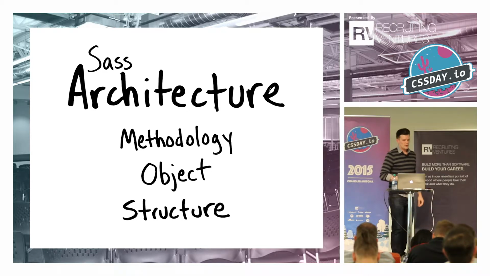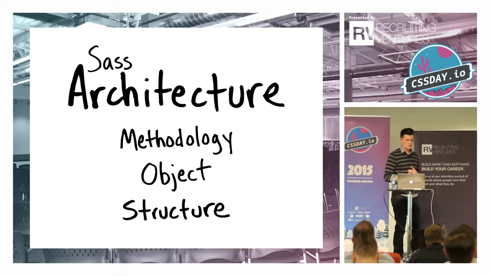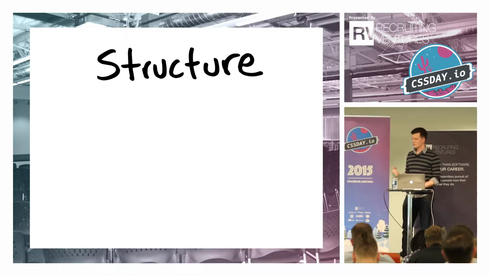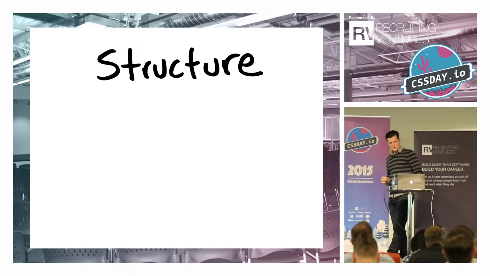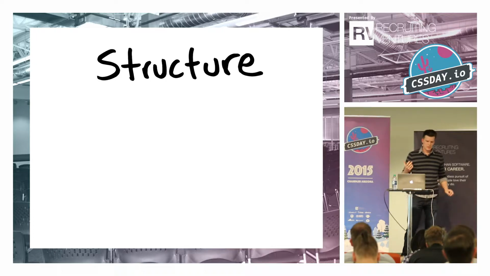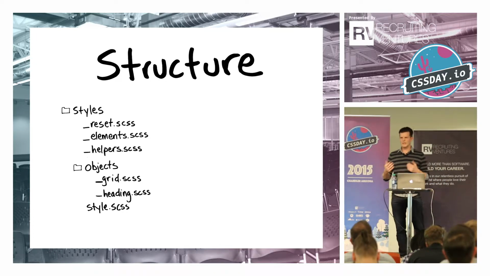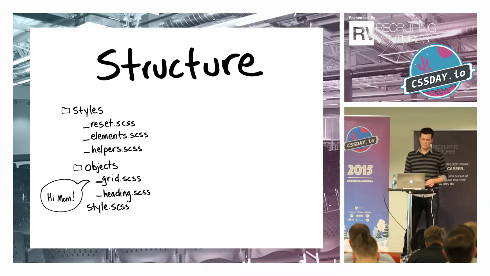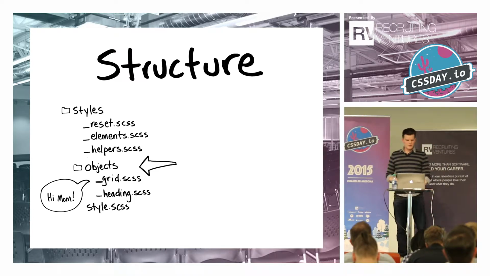So let's recap real quick. We've looked at a methodology. We've looked at objects. We're going to look at structure now for a little while. So using Sass, we can apply structure to our code base. It'll align with our methodology. It'll align with the concept of objects. And it looks something like this.